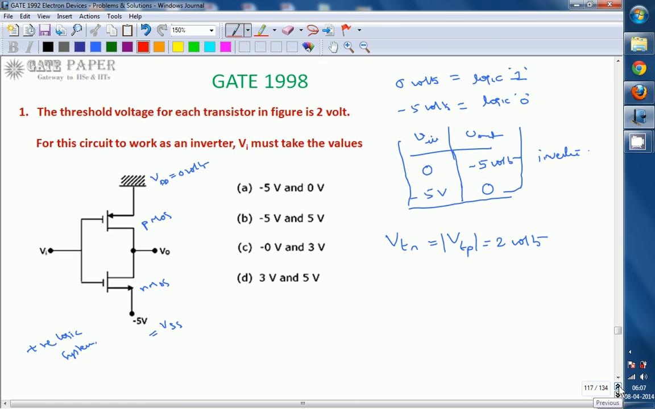So the right option for us is the table where Vi takes minus 5 and 0 volts, so that whenever it is minus 5 volts you get 0 volts as output, and whenever it is 0 volts you get minus 5 volts as output. This table will satisfy only for these values. The right option for this question is A.